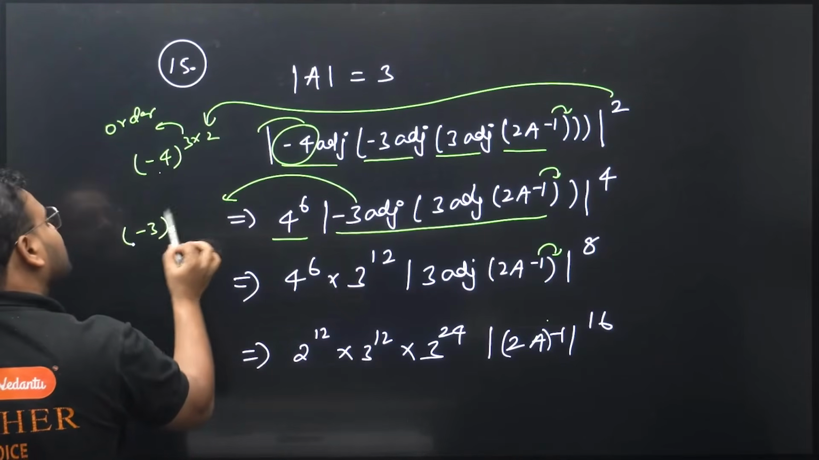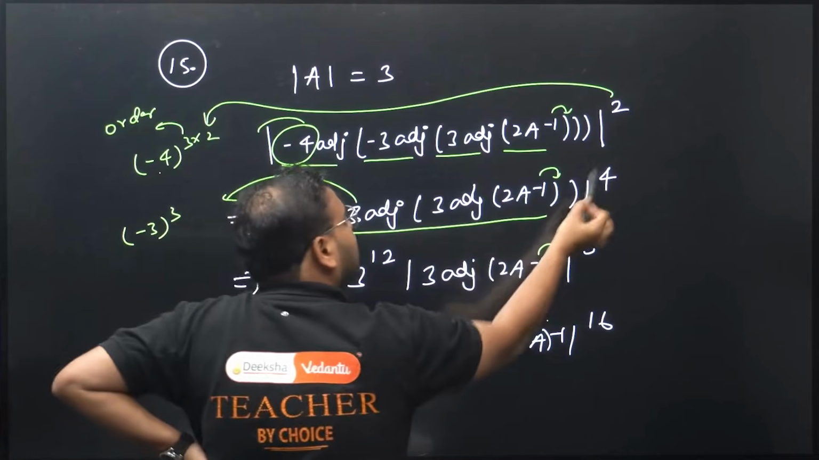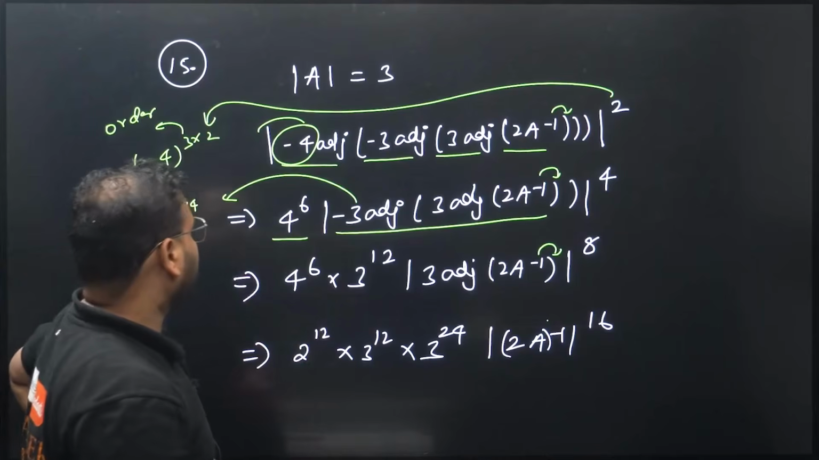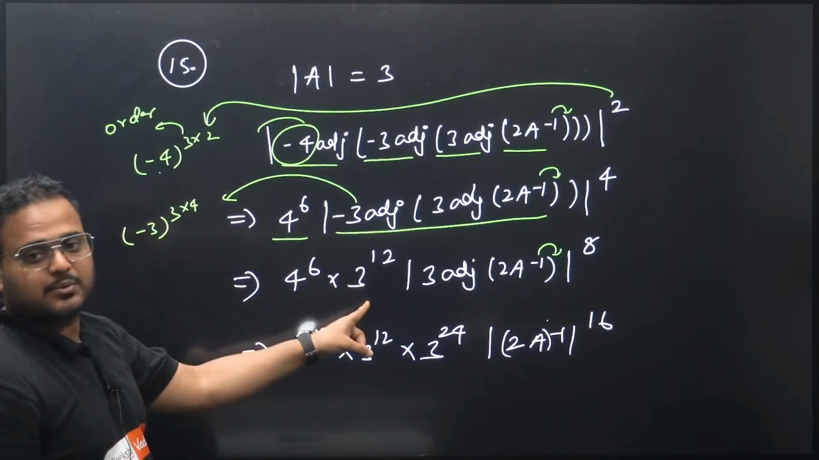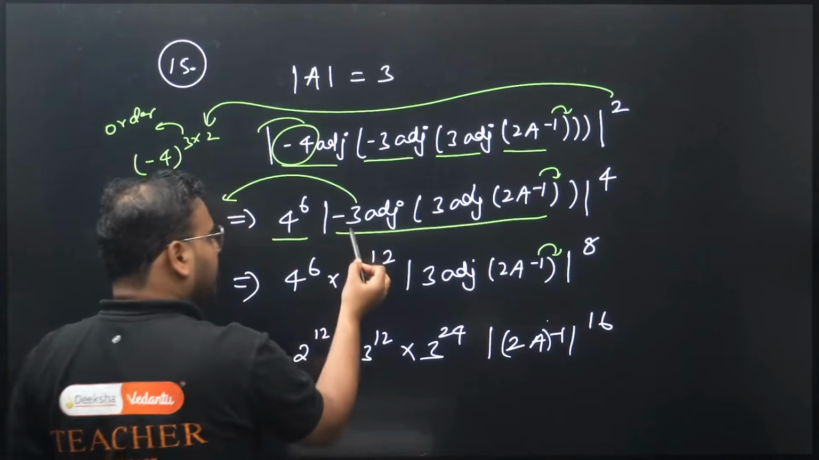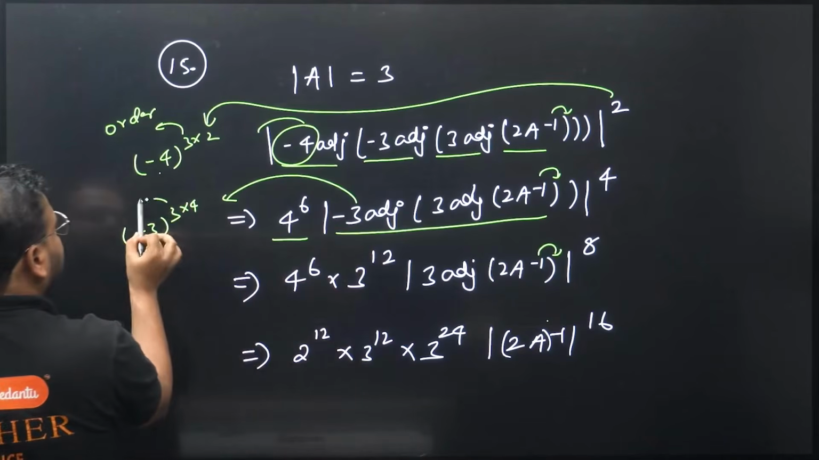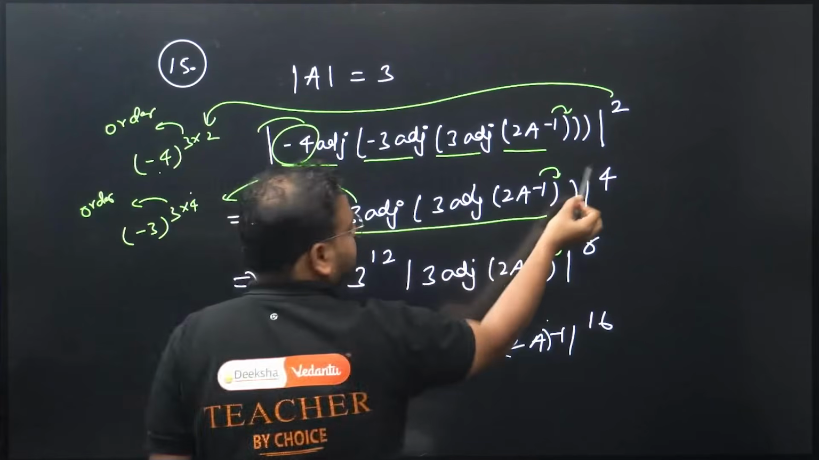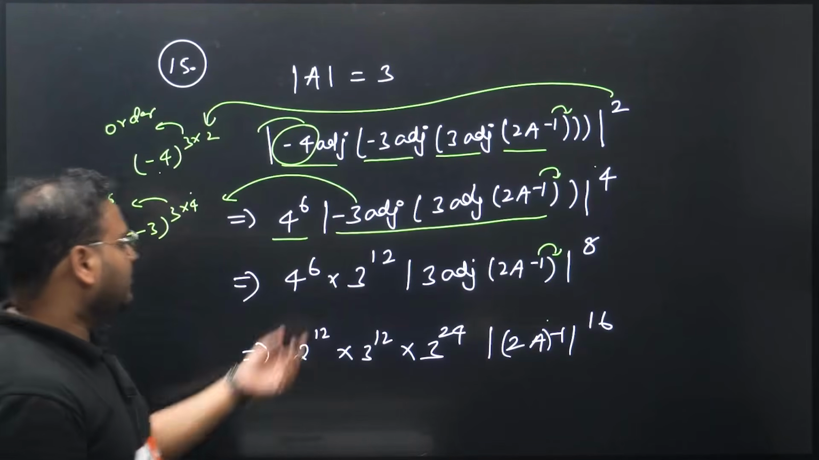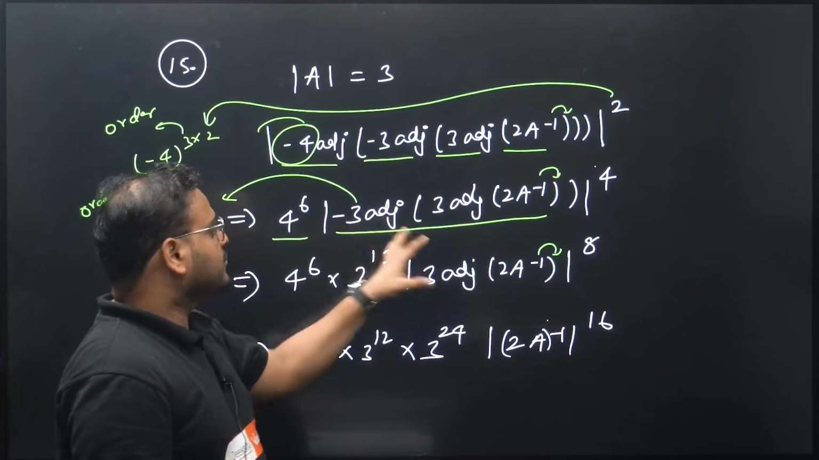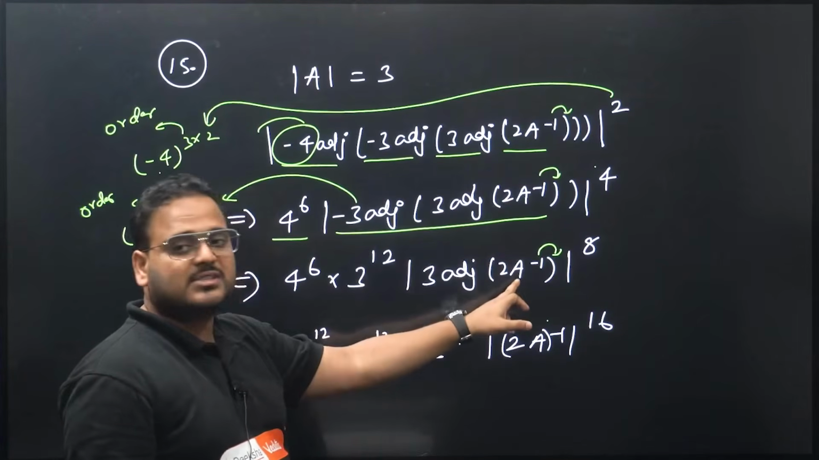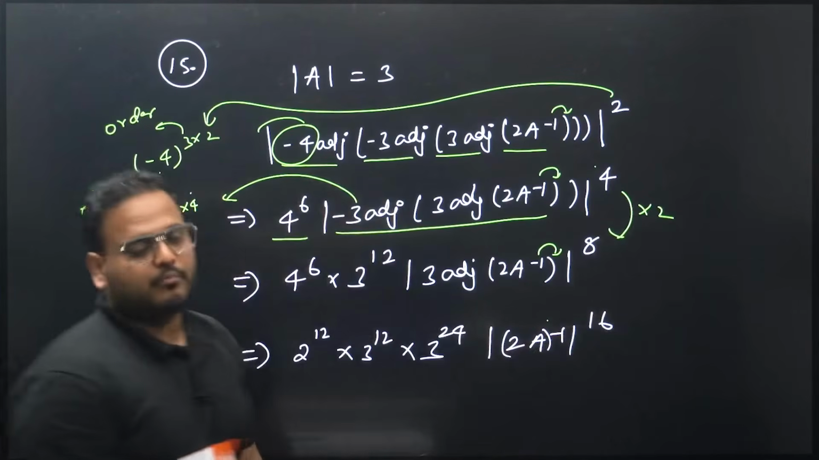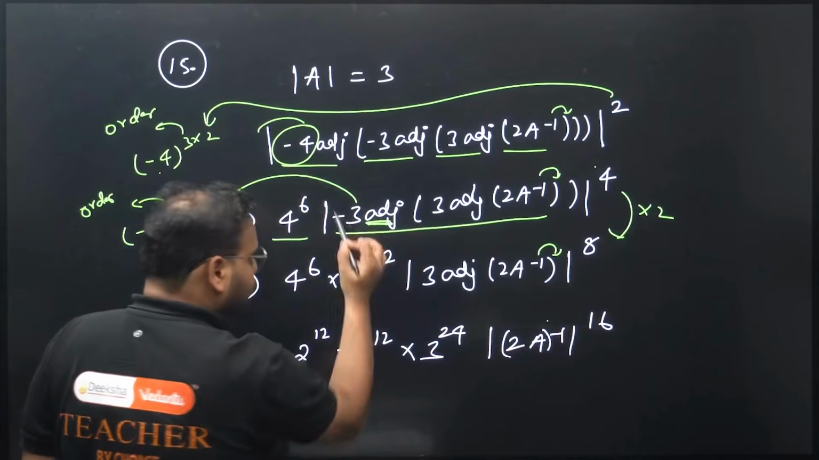Minus 3 power 3 first, and what power do we have over here? Into 4. What do I get? 3 into 4 is 12. Check this out. Minus 3 power 3 will come because of this, and this 4 is coming from here. For the remaining we are removing this adjoint also. So now we'll have 3 adjoint 2a inverse, but this 4 will again multiply with one more 2 because we have removed this adjoint now.